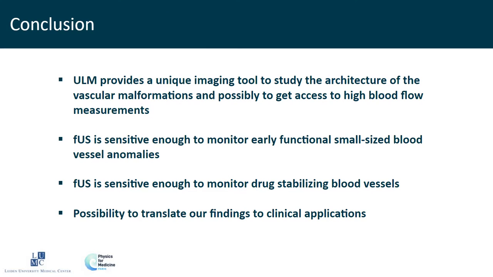So as a conclusion, we could say that ultrasound localization microscopy provides a unique imaging tool to study the architecture of the vascular malformation and possibly to get access to high blood flow measurements. We didn't do that yet. Functional ultrasound is sensitive enough to monitor early functional small-sized blood vessel anomalies.